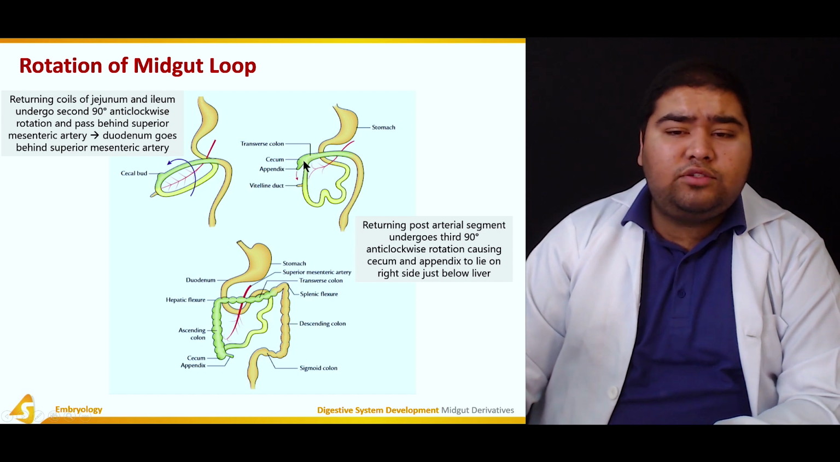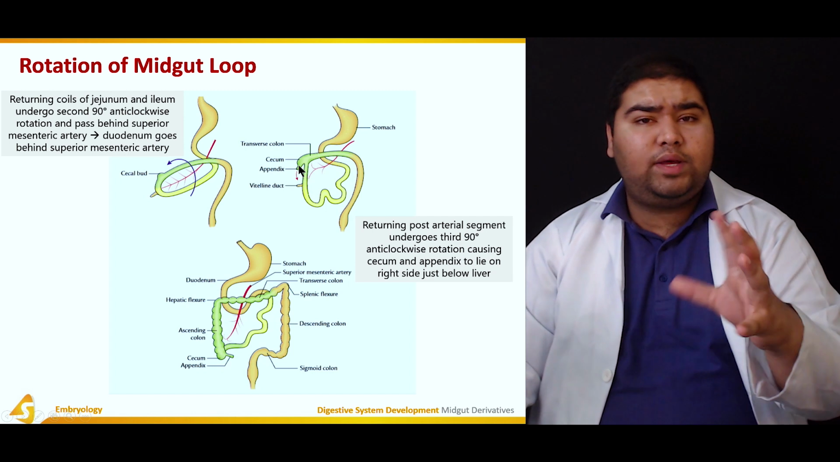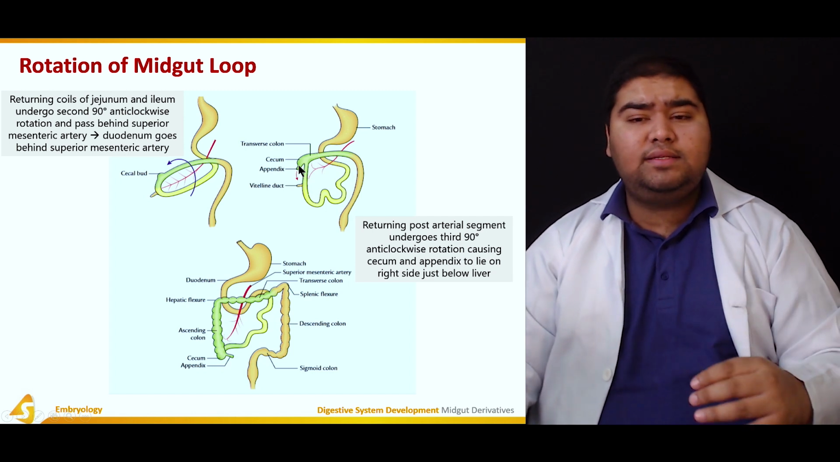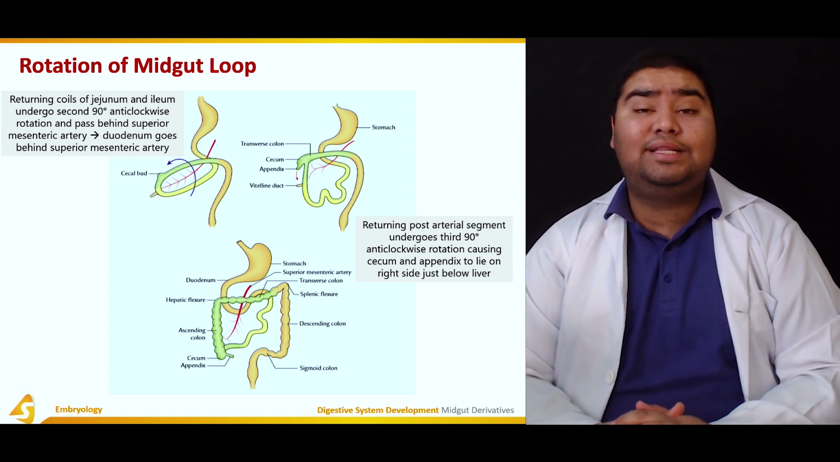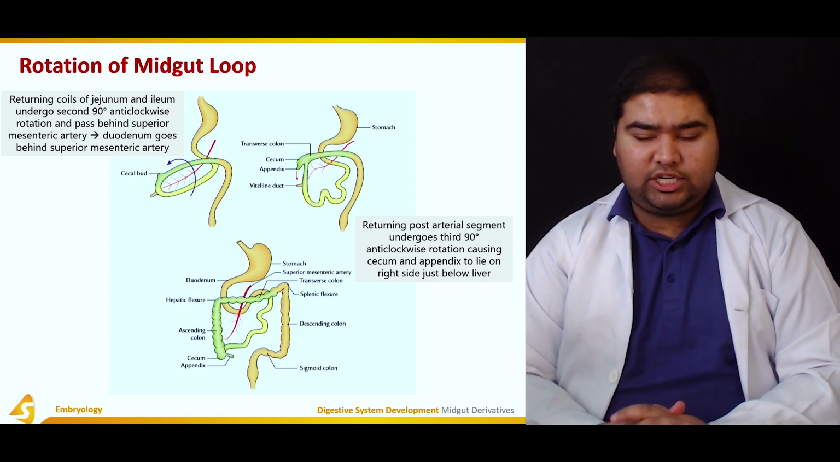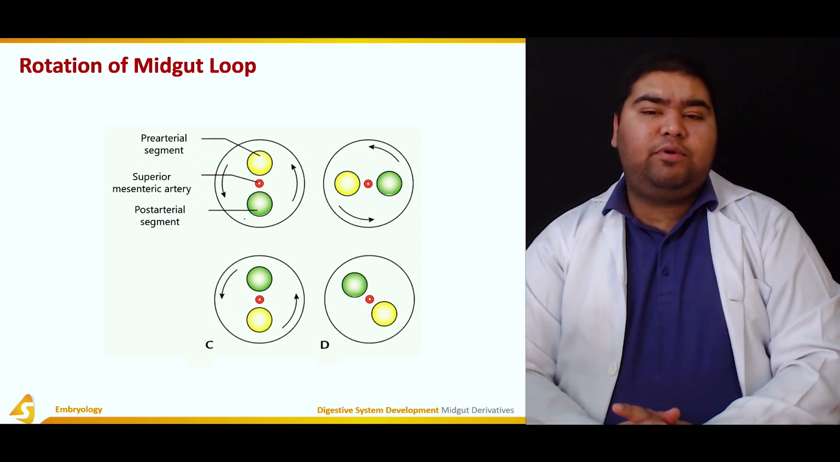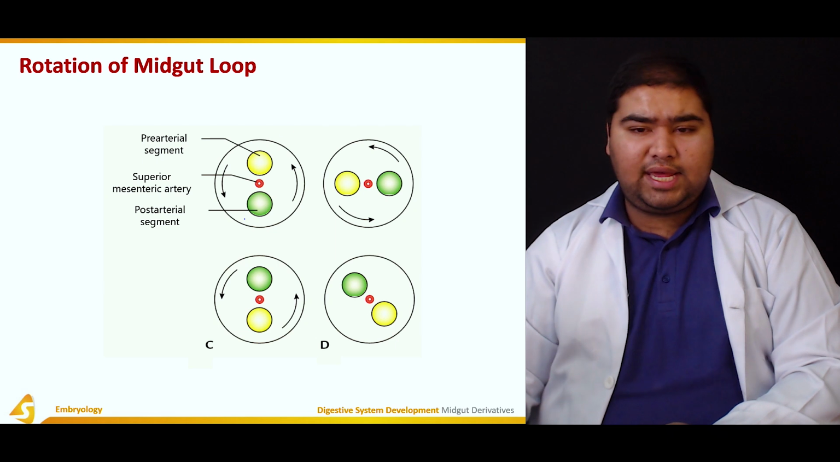This anti-clockwise rotation causes this cecal bud to come to lie just below the liver, and this is where the cecal bud would be lying after the third 90-degree anti-clockwise rotation. So now this is a recap of how the rotation actually takes place.